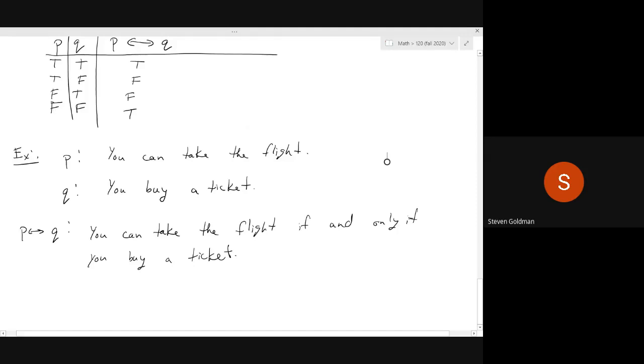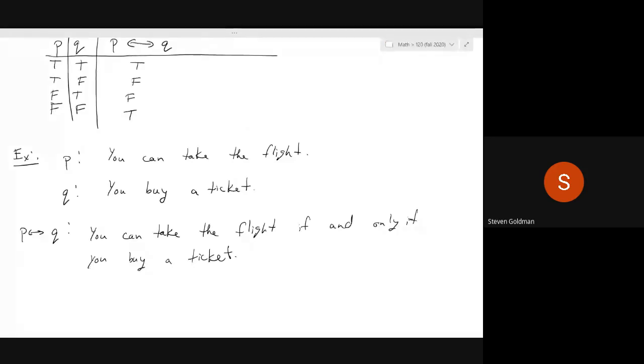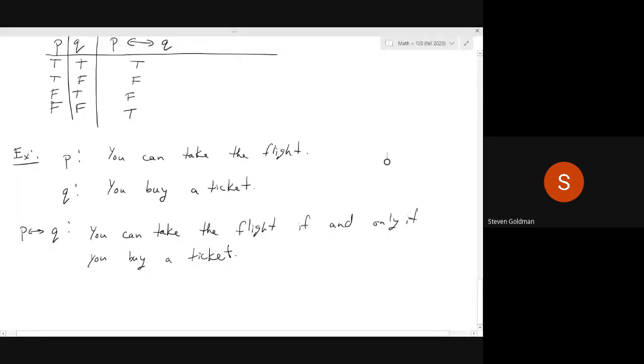The third case, P is false, Q is true. In that case, you cannot take the flight, but you bought a ticket. So the airline told you you can take the flight if and only if you buy a ticket. So you bought a ticket, and then they told you that they overbooked the flight, then you get bumped, so you can't take the flight. So that means the airline lied to you. You bought the ticket, Q is true, but you can't take the flight. P is false. So this statement is a false statement. Hopefully it wasn't United. Otherwise, they might have beaten you up on the way out. But anyways, the final one here.